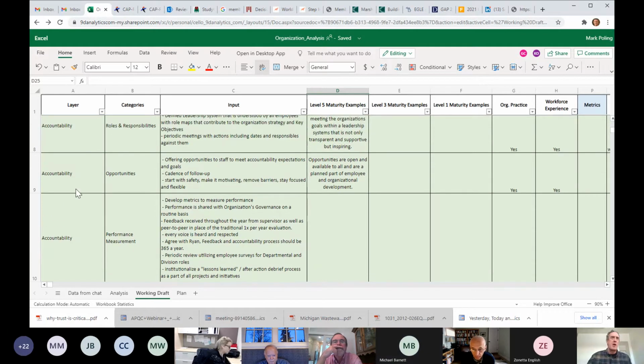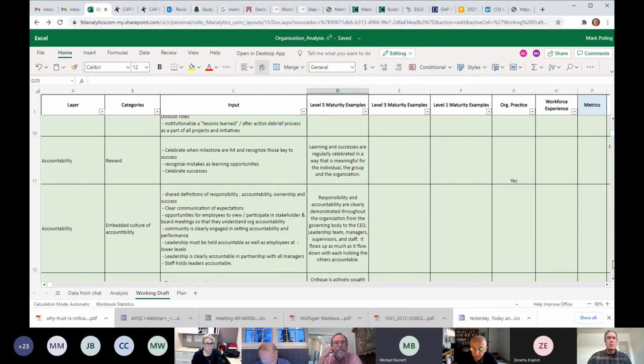So let's go under row 9, accountability, opportunities. The input was offering opportunities to staff to meet accountability expectations and goals, cadence of follow-up, start with safety, making it motivating, removing barriers, staying focused and flexible. So the statement I came up with: the opportunities are open and available to all and are a planned part of employee and organizational development. And again, the idea there is I'm trying to say it's an organization that's clearly incorporated these things. And it is part of the way they do work, part of the way they do business.